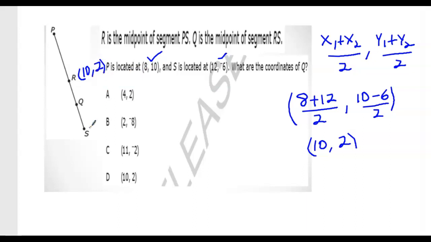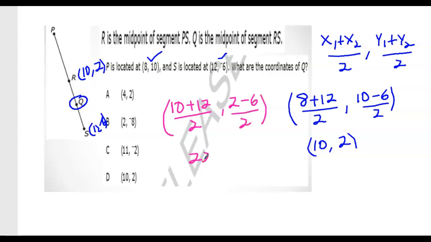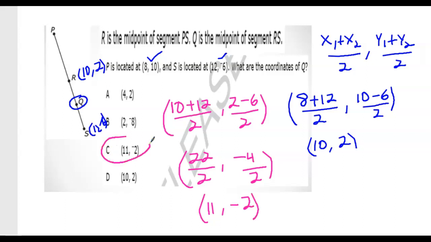And then we need to know S here. It has been given to us as (12, -6). So now we are going to use that to get Q, because it's the midpoint between R and S. So it's going to be 10 plus 12, all divided by 2, and then 2 plus negative 6, which becomes minus 4, all divided by 2. Here we got 22 divided by 2, which gives us 11, and negative 4 divided by 2 gives us negative 2. And that makes C the best option.